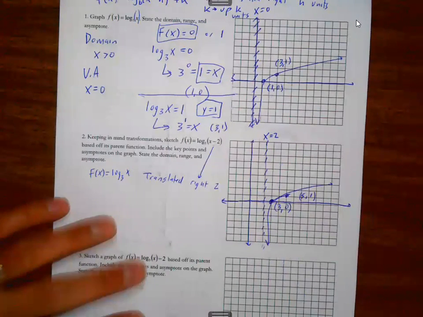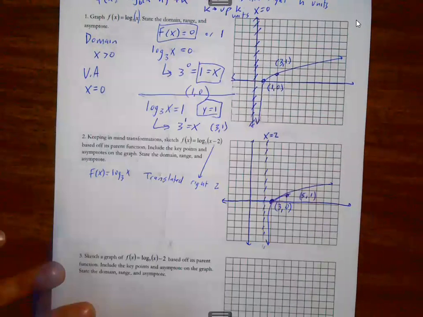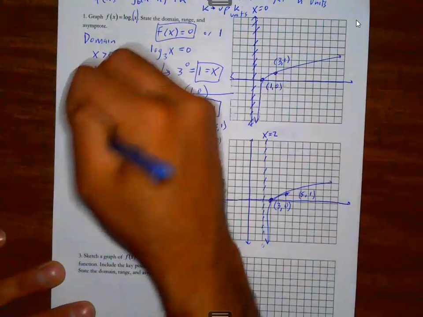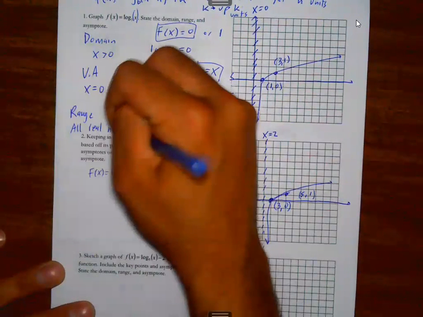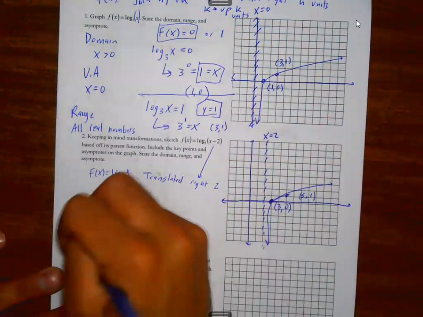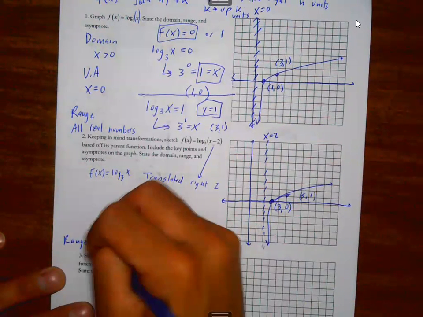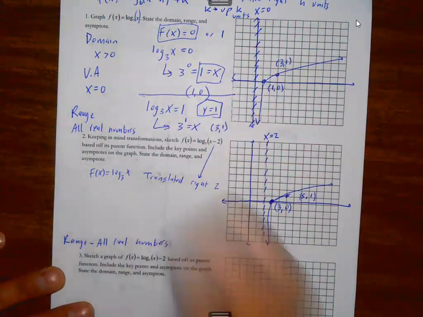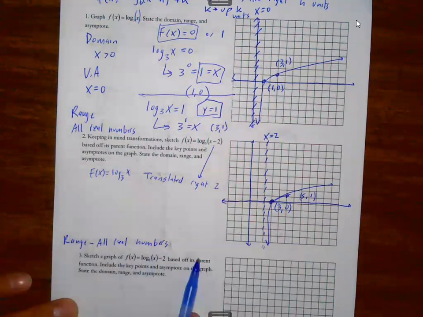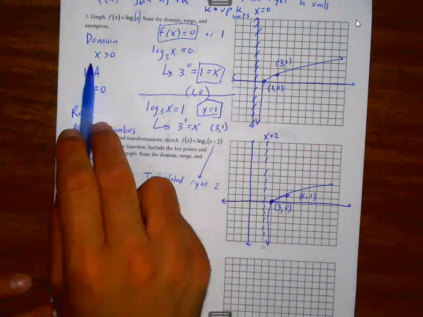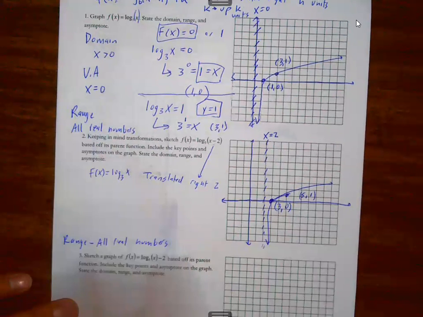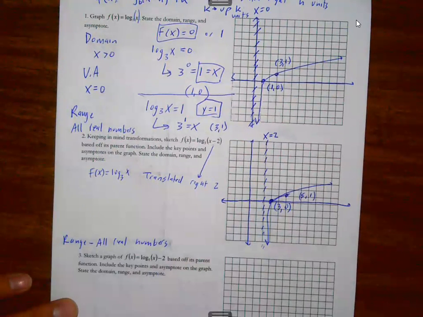Now, for number 1, I skipped over domain and range. Oh, we did domain. Range for any log is going to be all real numbers. Always. So that's nice. For logs, the range is always all real numbers because it goes up and down forever. The domain, well, since the vertical asymptote is at x equals 0, and now it got shifted to the right 2, the domain is going to be x is greater than 2 now because it's everything to the right of 2.